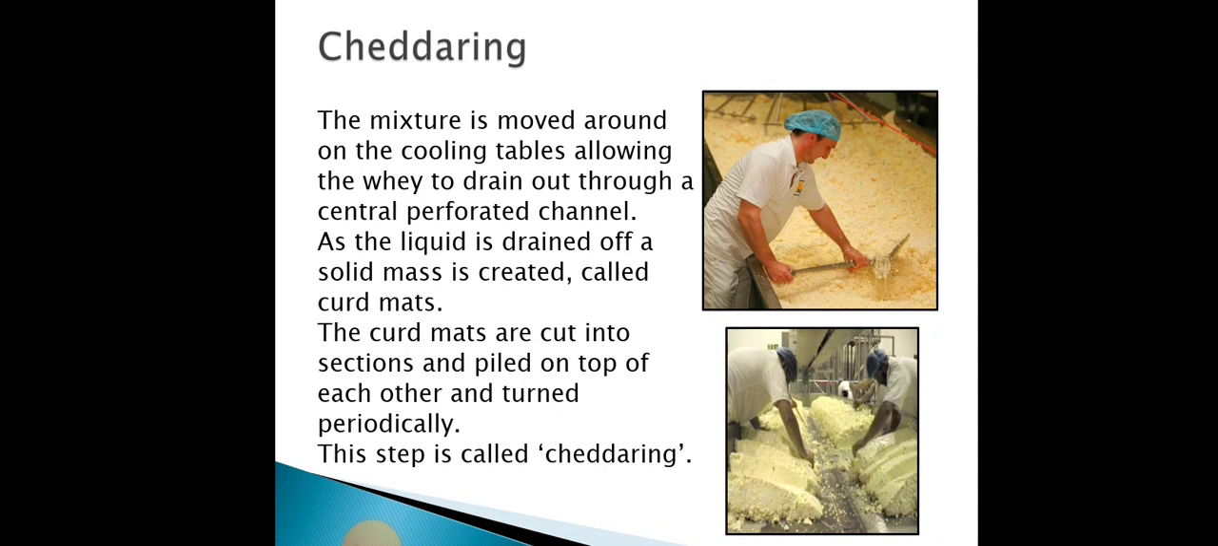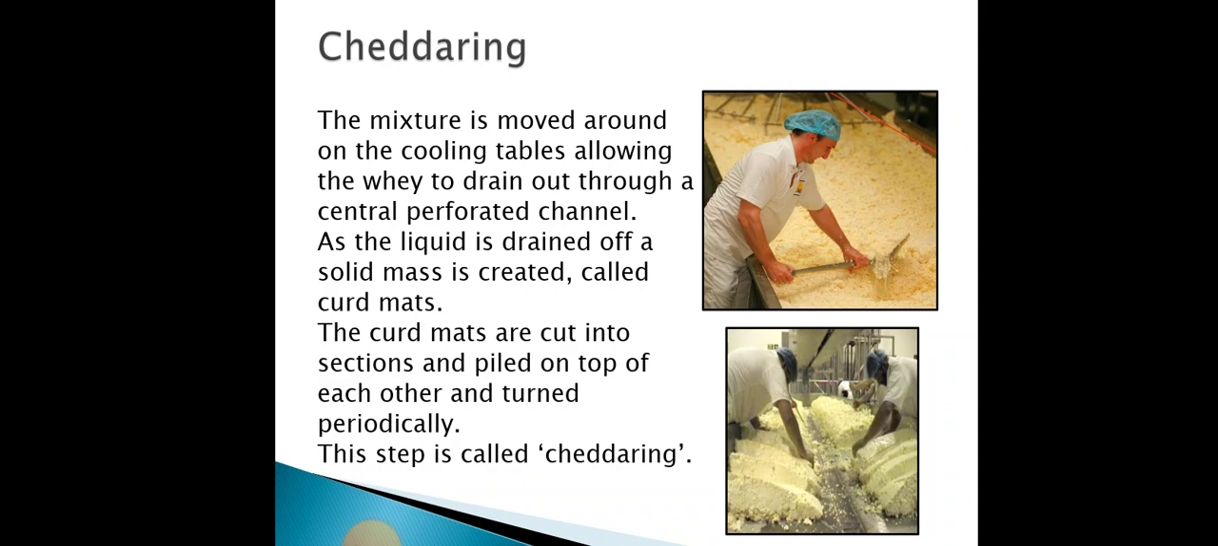After that, the obtained mixture is moved onto the cooling table, allowing the whey to drain out through the central perforated channel. As the liquid is drained off, a solid mass is created, and this is called the curd mat. This process is considered to be the cheddaring process. In these pictures, you can observe the cheddaring process for the purpose of draining the whey.